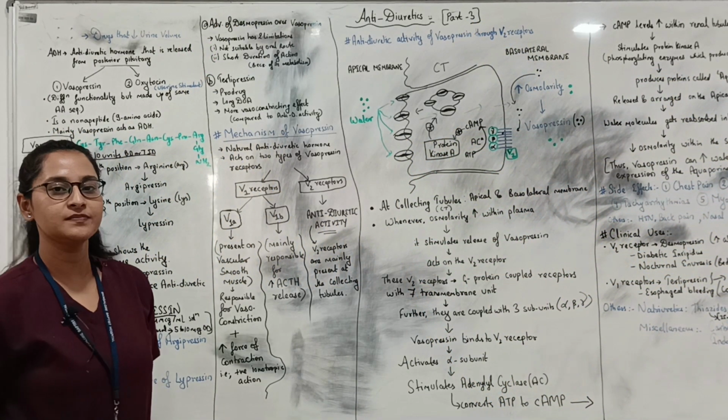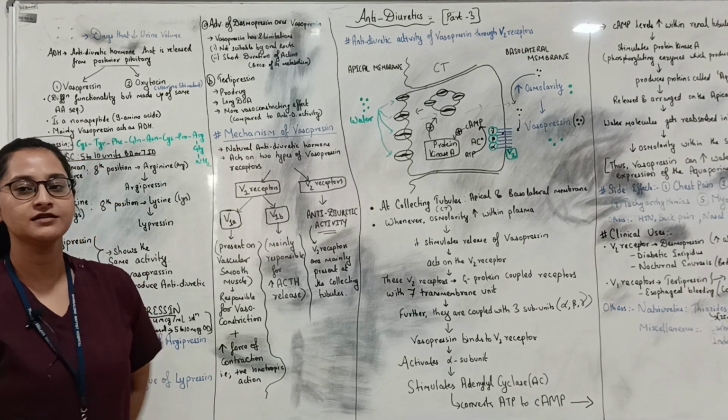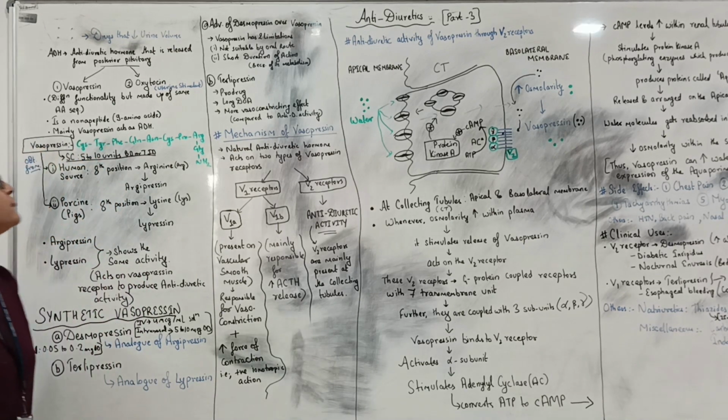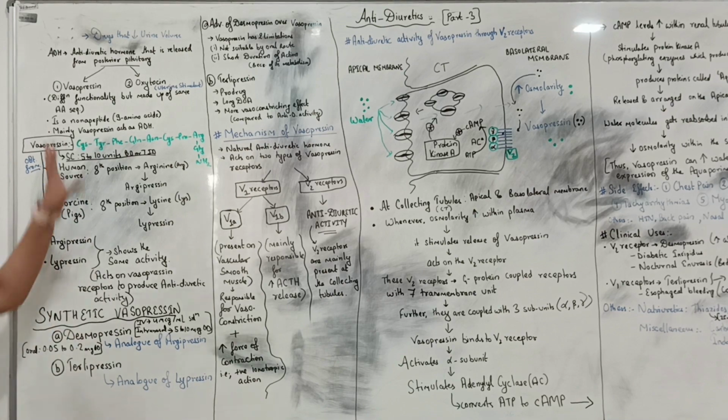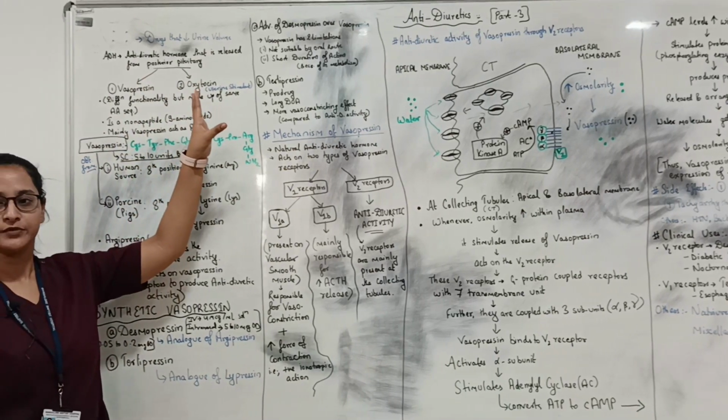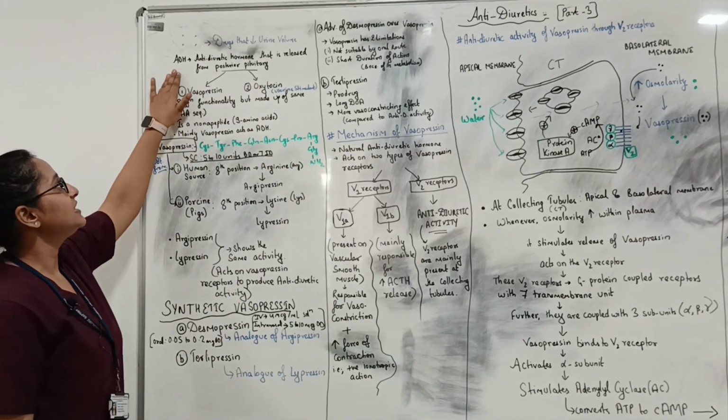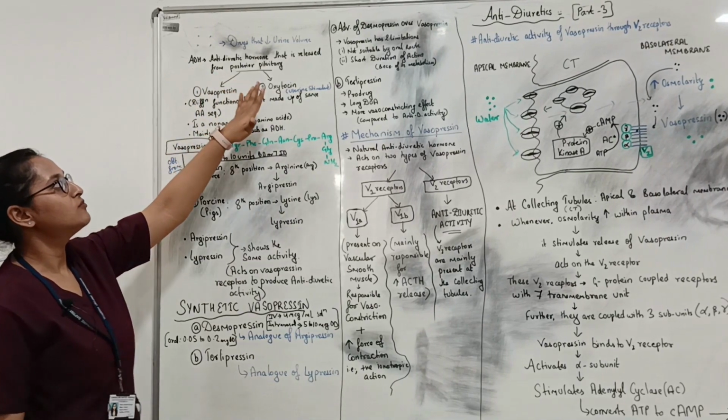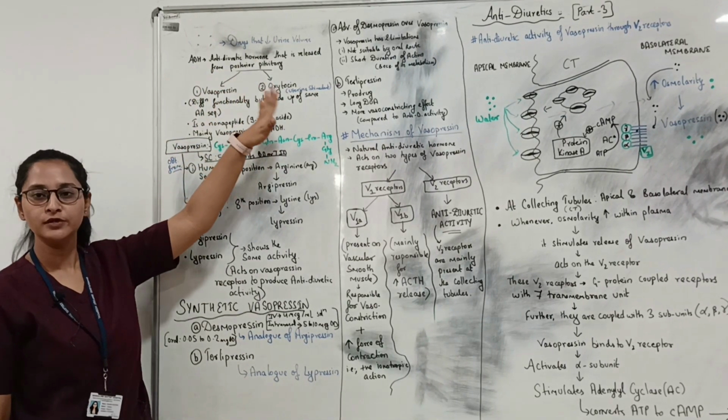So today I'm going to explain about the antidiuretics. So first, what are antidiuretics? They are the drugs that decrease the urine volume. Okay. And what is ADH? ADH is an antidiuretic hormone that is released from the posterior pituitary.